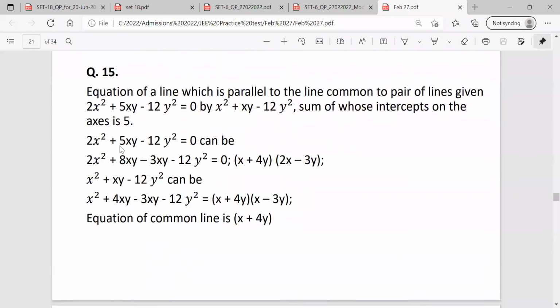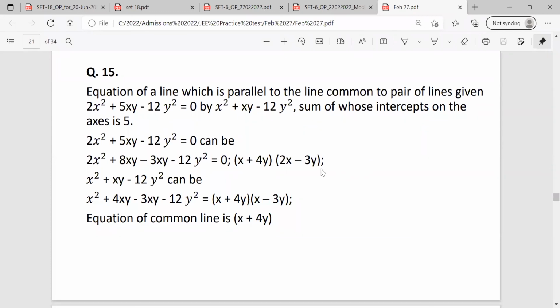So here, this is the first equation that is given, the equation of the line, 2x square plus 5xy minus 12y square equal to 0. What I'm going to do is solve these two equations in such a way that I'll get a common line from both of them. So 2x square plus 5xy minus 12y square equal to 0 can be written as 2x square plus 8xy minus 3xy minus 12y square equal to 0.